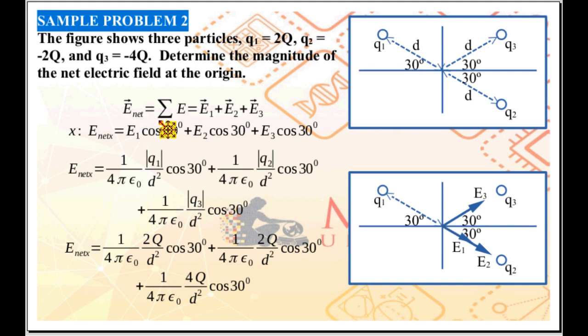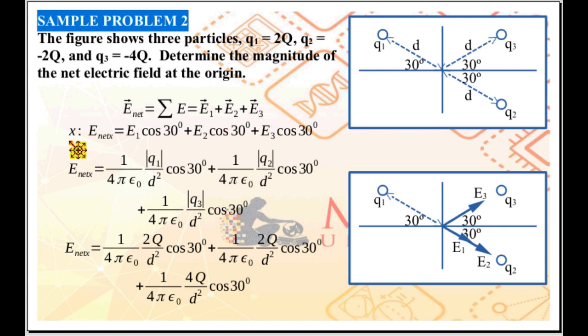The electric fields will add up. E net is summation of the electric field at the location we are looking at. E1 plus E2 plus E3. Again, just like electrostatic force, electric field is a vector quantity. This is a vector equation. We need to use component method to analyze the equation.